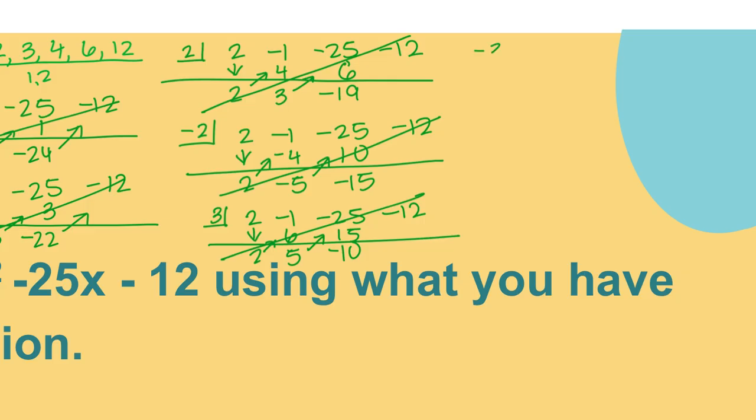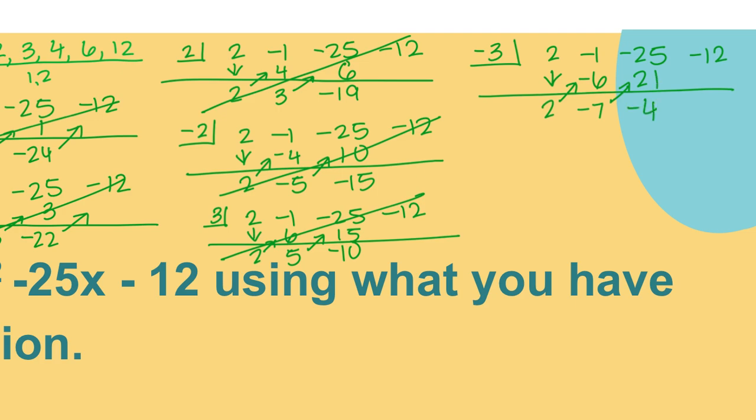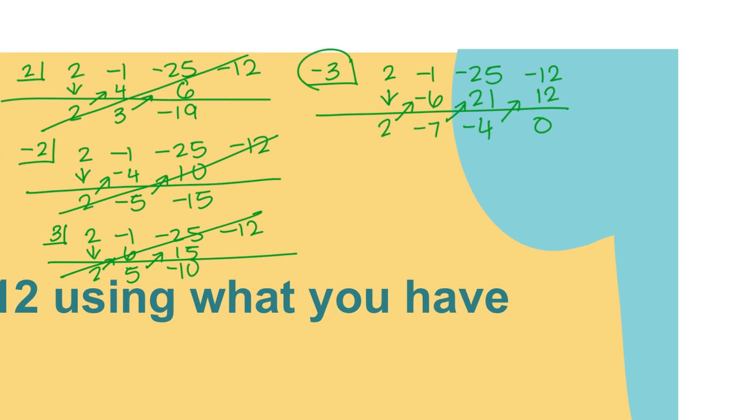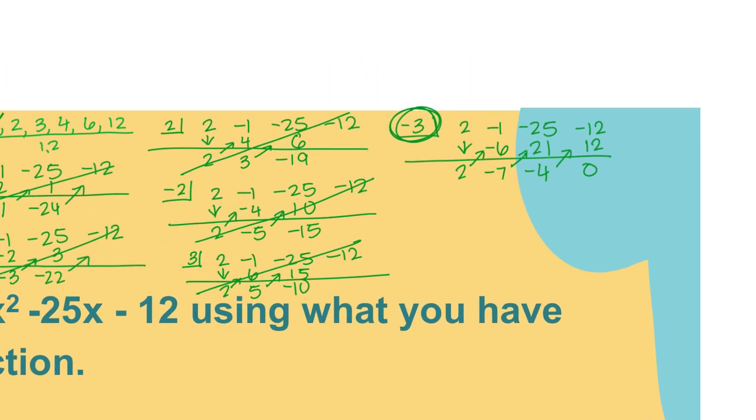So going ahead to -3, I'm going to have, again, 2, -1, -25, -12. Synthetic division, bring that 2 down. -3 times 2 is a -6. I'm going to get -7. -7 times -3 is going to give me +21. -4. -4 times -3 is a +12. So this one works. So -3 is a 0 value that I have.